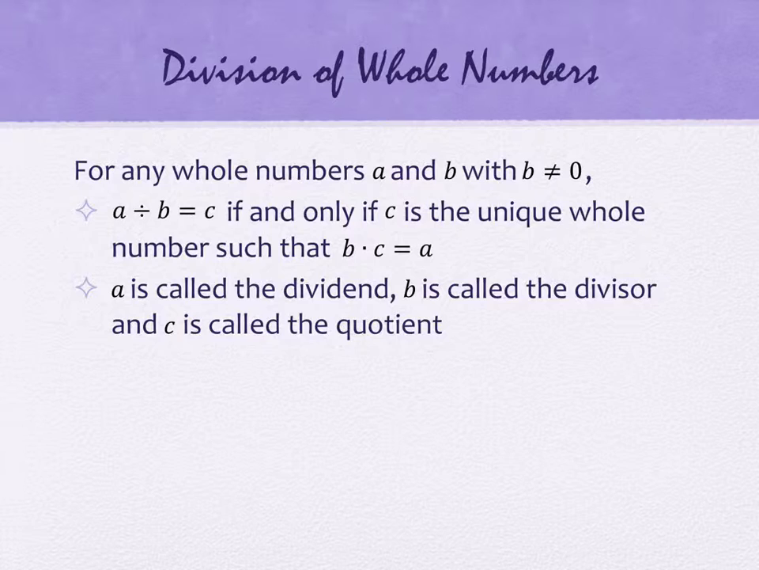about dividing A divided by B and it equal to C, if and only if C is the unique whole number such that B times C equals A. We call A the dividend, we call B the divisor, and we call C the quotient.